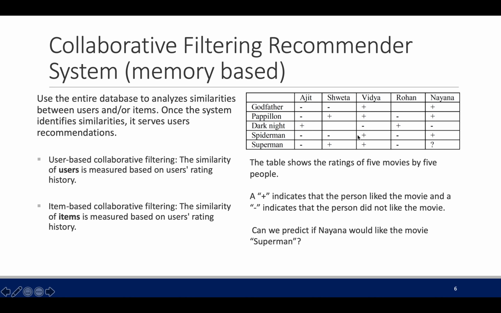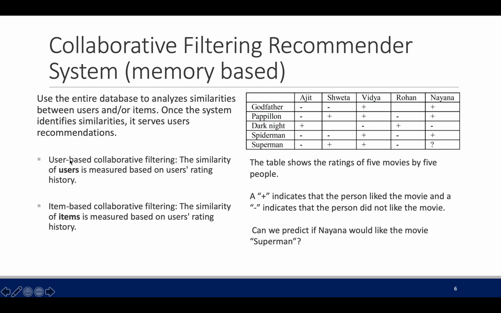So let's look at the second method, the collaborative filtering recommender system. In this presentation, I mainly focus on the memory-based collaborative filtering recommender system instead of the model-based collaborative filtering recommender system. This method uses the entire database to analyze similarity between users or items, and once the system identifies similarities, it serves users recommendations.